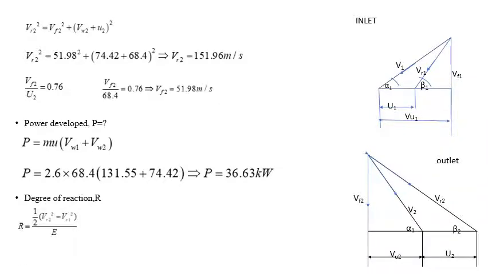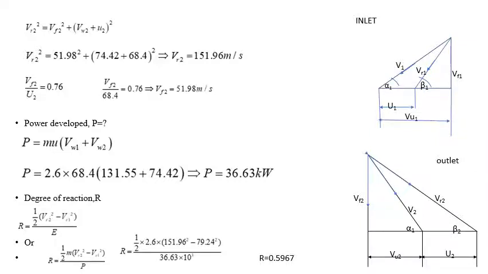The degree of reaction R is calculated by using the relation: degree of reaction R is equal to 1 by R, Vr2 square minus Vr1 square by the energy transfer E for the axial flow turbine. Or one more relation is R is equal to half m (Vr2 square minus Vr1 square), the ratio of power developed. By the substitution of these values in the equation, we get the answer. The degree of reaction is 0.5967. So that is the solution for this numerical.